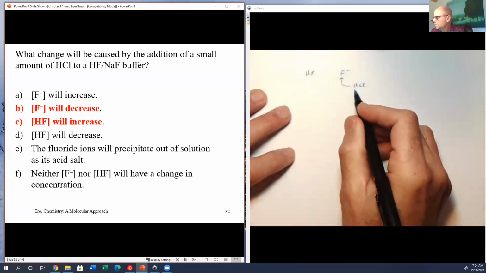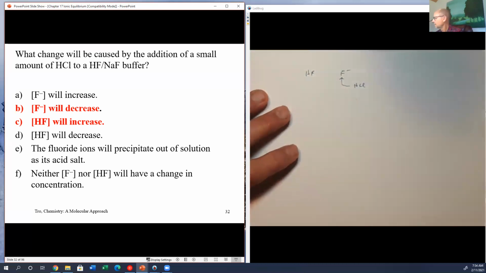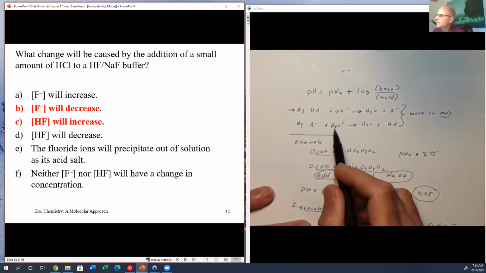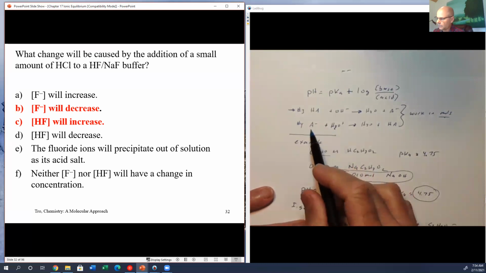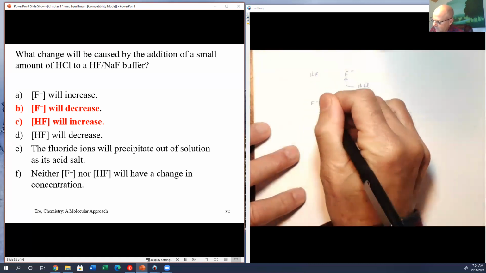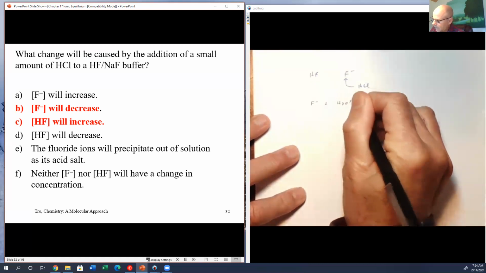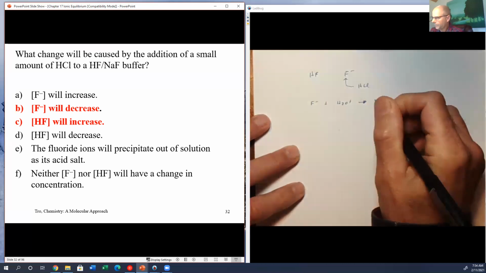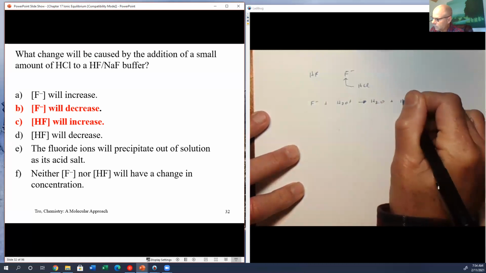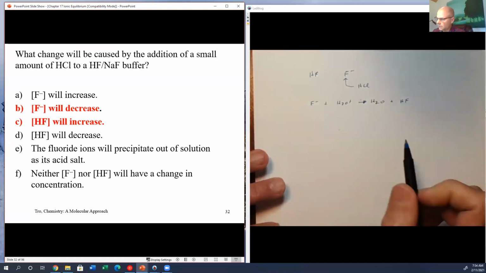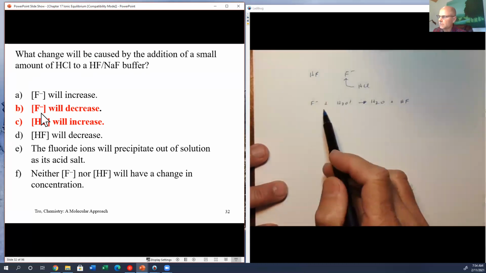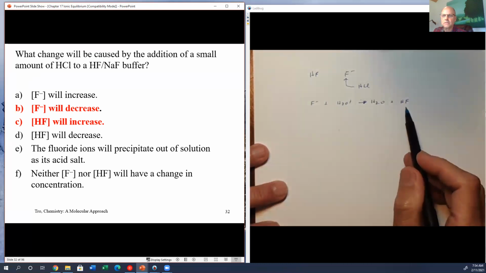So the reaction, if we go back to our equations: we're adding acid, so it's going to react with the base, and that's the equation we want. F minus plus H3O plus goes to form water plus HF. So notice what will happen if I add HCl: F minus will decrease because of that reaction, and HF will increase.